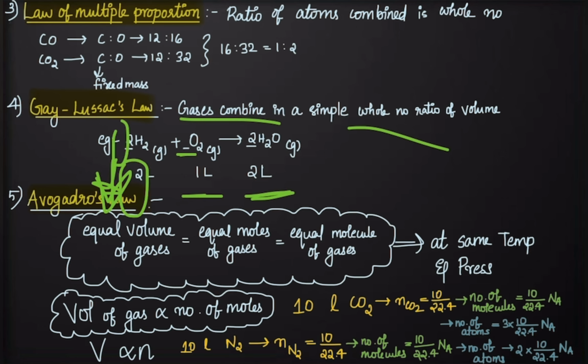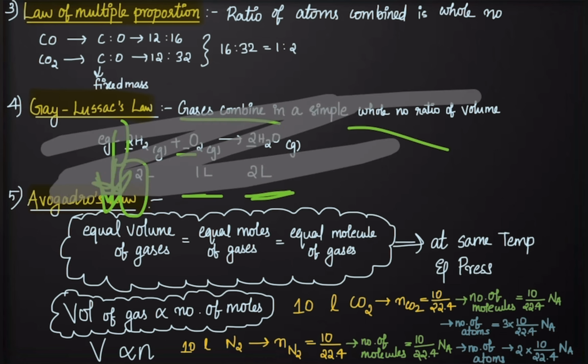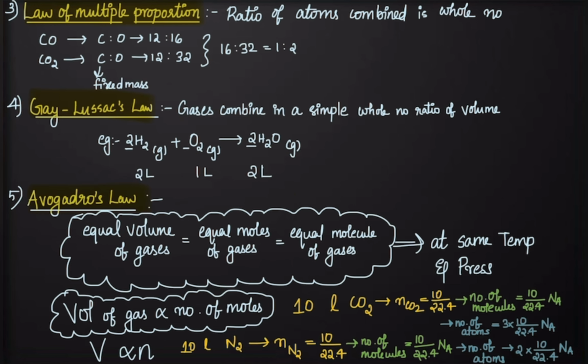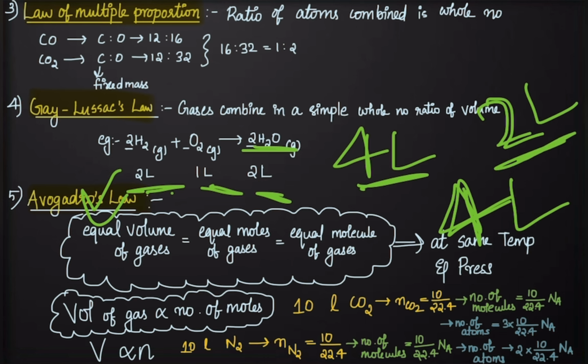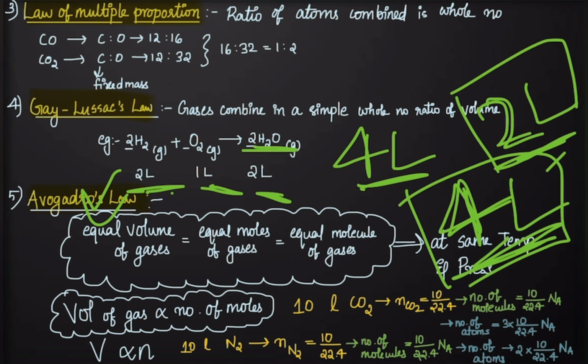If hydrogen is taken as 4 liter, oxygen will be half of hydrogen, that is 2 liter, and the water vapor formed will be 4 liter. Like that, 2 liter, 1 liter, 2 liter.